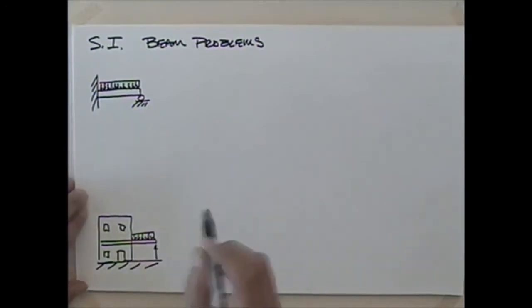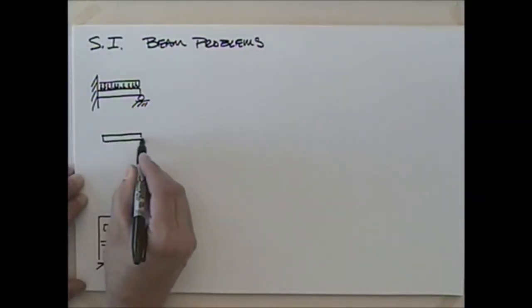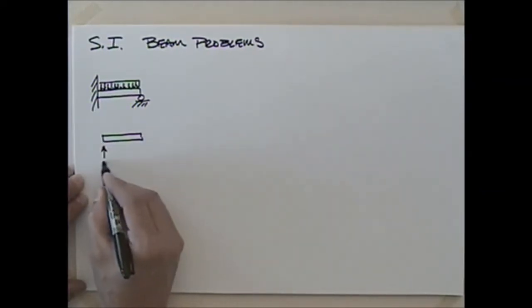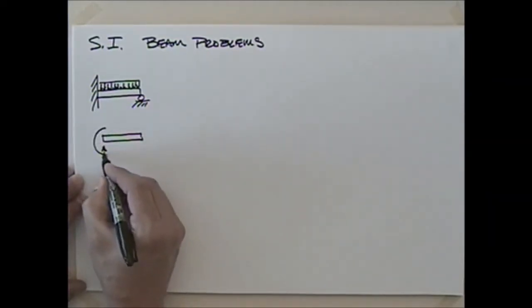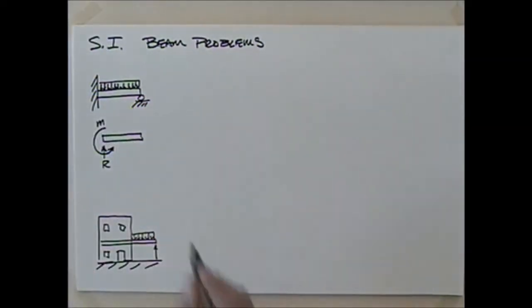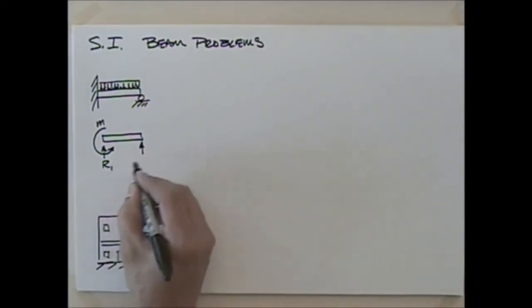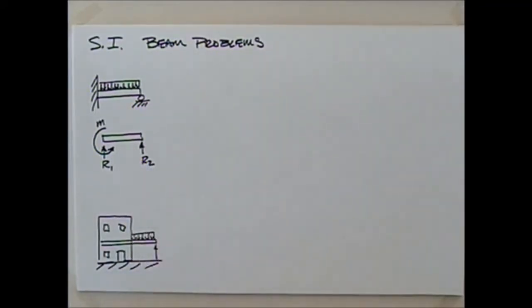Okay. Well, if I look at a free body diagram of this thing, I'm going to have a reaction there. I'm going to have a supporting moment there. That's all well and good. But out here, I've got this roller, and I'm going to have a second reaction. So maybe I'll call that reaction 1. I'm going to call that reaction 2.